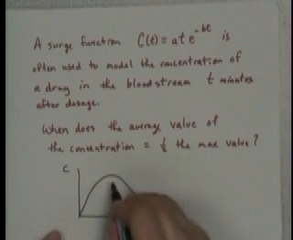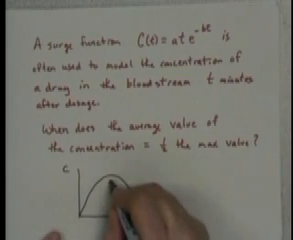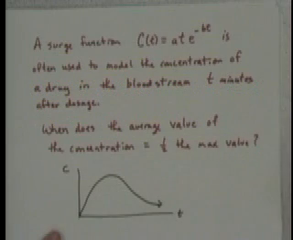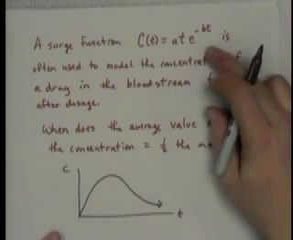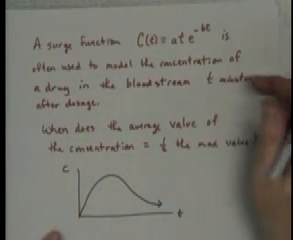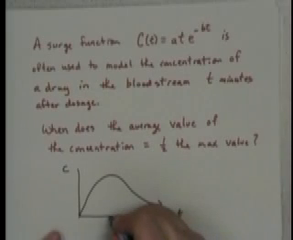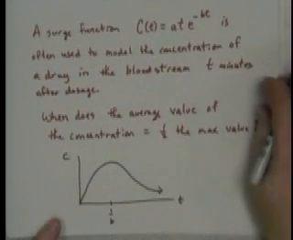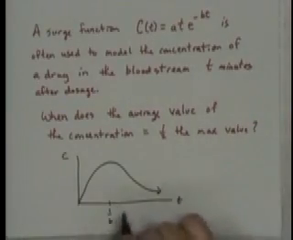Now from calculus 1, how would I find out where this maximum was? Set the derivative to 0. Yeah, find the derivative of this function, set it equal to 0, you could find a t value, and then you could plug that in to figure it out. And it turns out that for surge functions, that maximum occurs at time 1 over b.